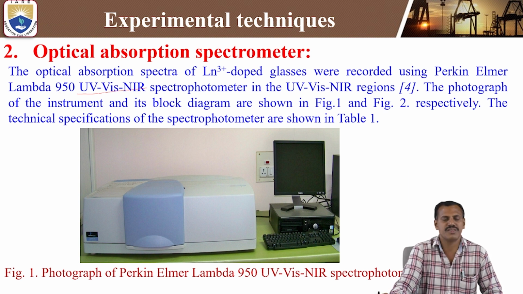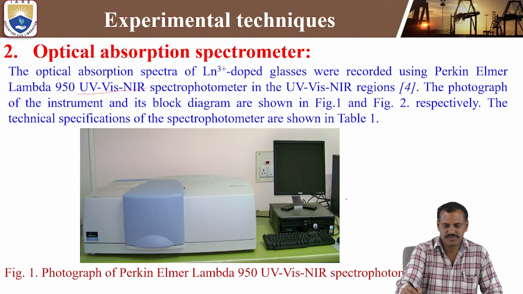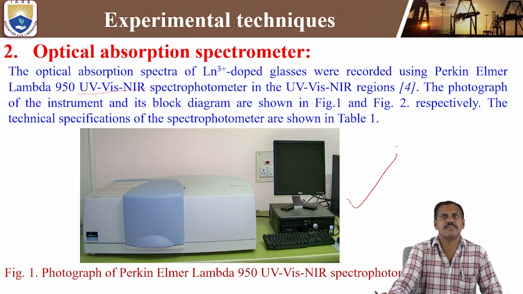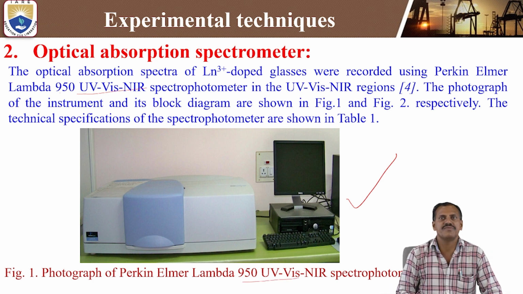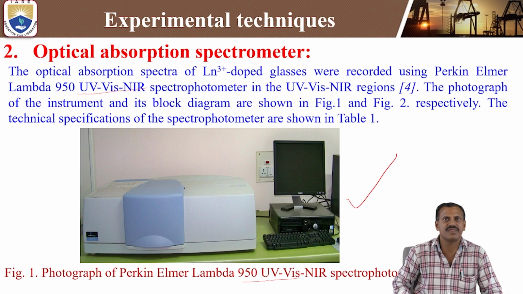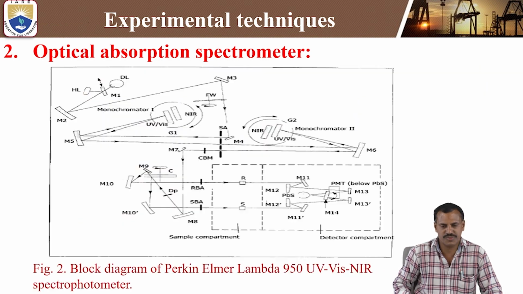The photograph of the instrument and its block diagram are shown in figure 1 and figure 2. The technical specification of the spectrometer is also shown in a table. This is the optical absorption spectrometer, the Perkin-Elmer Lambda 950 UV visible NIR spectrometer. This is the model name. We can observe the absorption as well as the transmittance by using the optical absorption spectrometer.